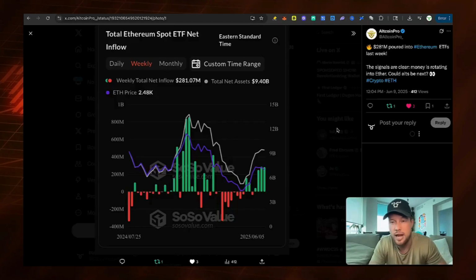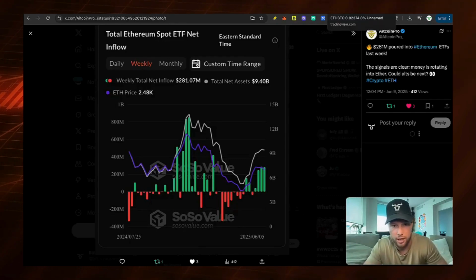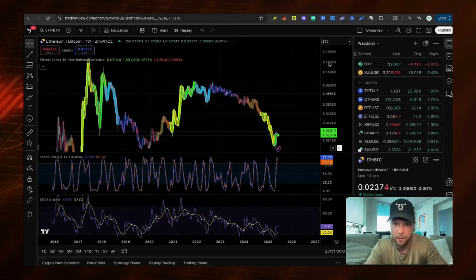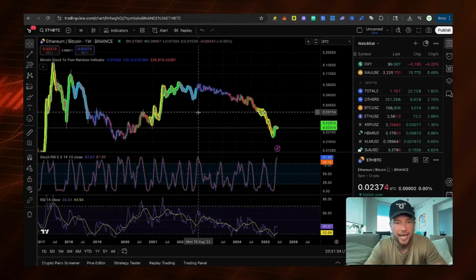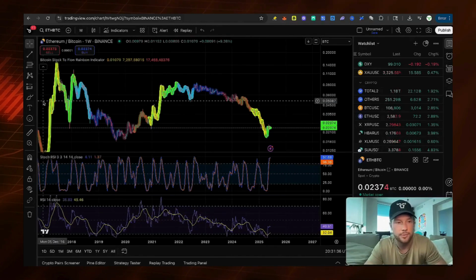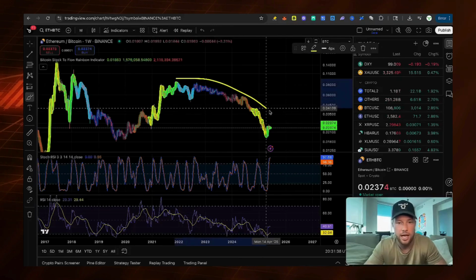So look at this, 280 million poured into Ethereum ETFs last week. And so BlackRock's buying a lot of Ethereum. Trump is buying a lot of Ethereum. Institutions are buying a lot of Ethereum. Why? Well, they know something the masses do not know. And that is when you look at Ethereum to Bitcoin's price chart, Ethereum has been drastically underperforming Bitcoin.